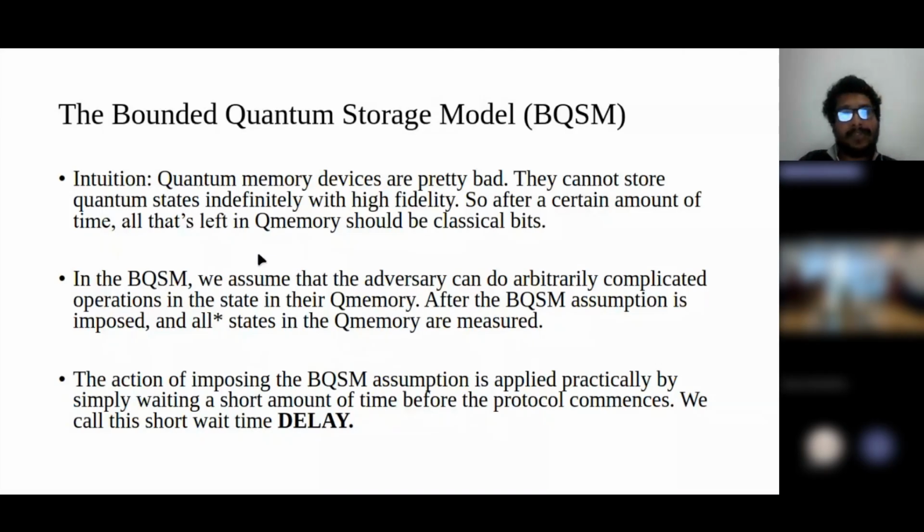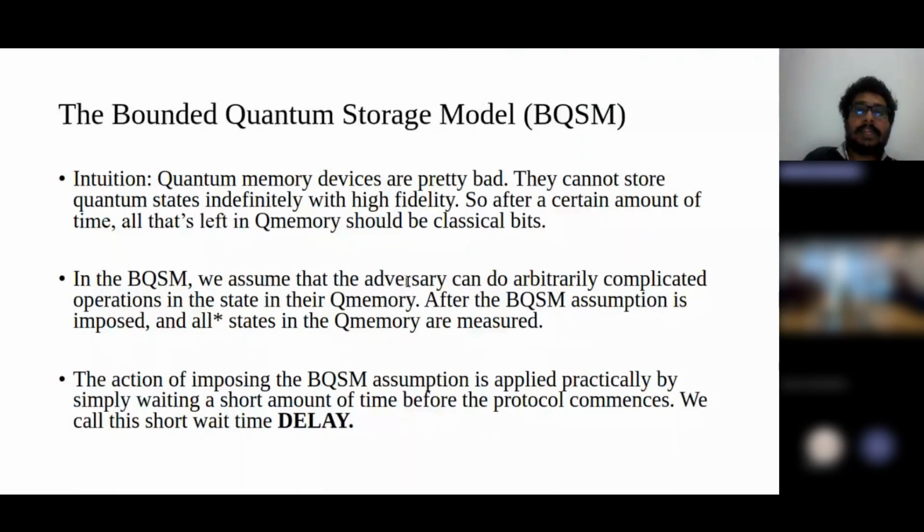So this practical issue leads to the BQSM assumption, which is slightly simpler than what I just said. What I just said is actually fully captured by something called the noisy quantum storage model, NQSM, but that's mathematically very difficult to deal with. This is a slightly simpler model, where you assume that up till a certain amount of time your memory is perfect. Within that time, the adversary is allowed to do arbitrarily complicated, absolutely computationally unbounded operations on the quantum state that they hold.